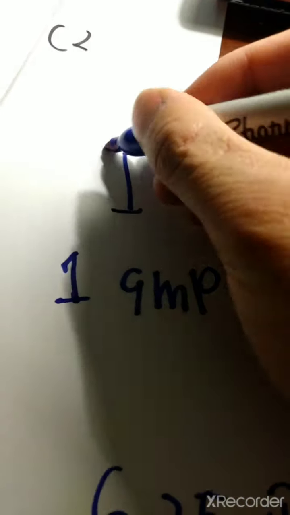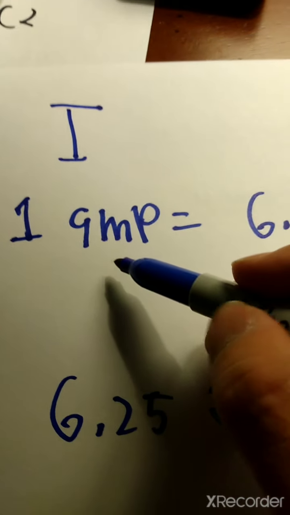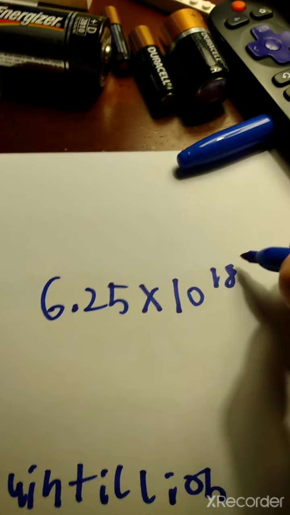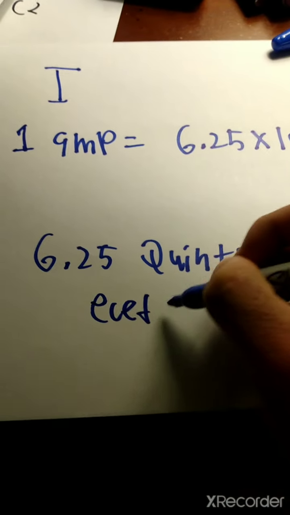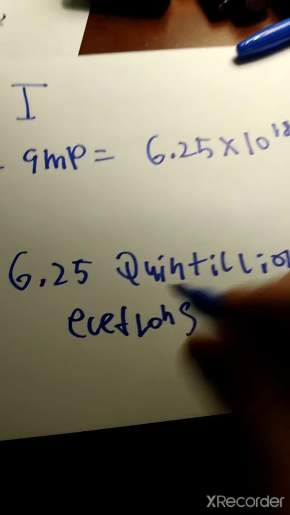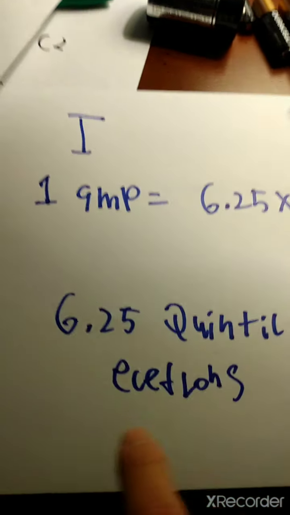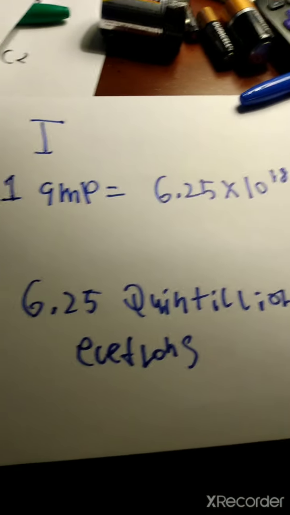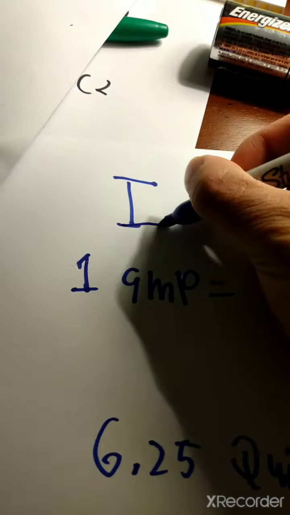For I, for electric current, we measure in amps, and 1 amp equals 6.25 multiplied by 10 to the power of 18. And that will measure how many electrons are passing a given point in a given second. Every 1 second, that is 6.25 quintillion electrons. And that is known as 1 amp. And we measure amps for electric current, which is the letter I.